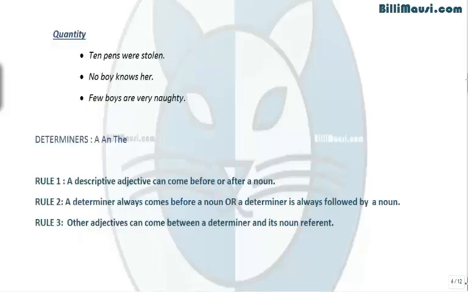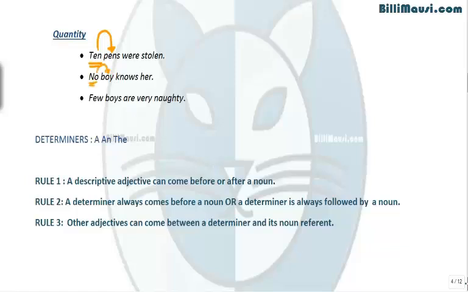Now we move on to the third category, which is the determiner of quantity. The determiner of quantity tries to tell us about the quantity of the noun or the pronoun or the object we are trying to modify. So you can see 10 pens were stolen. In this case, 10 is the modifier which is modifying pens. How many pens were stolen? 10 pens were stolen. So it is acting as a quantifier. No boy knows her. Here the quantifier is no.